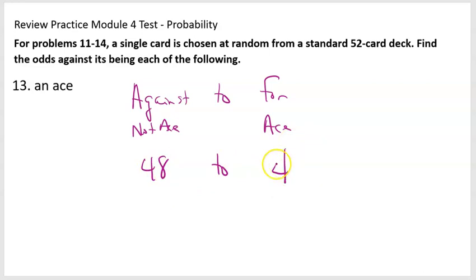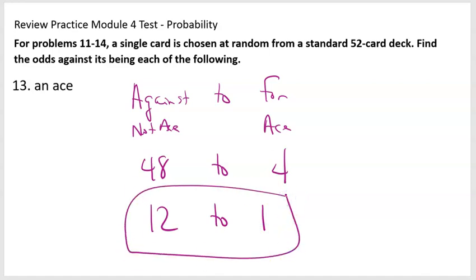But 4 divides into each of these. So we have a greatest common factor of 4. 4 divides into 48 12 times. 4 divides into 4 1 time. So the odds against drawing an ace are 12 to 1.